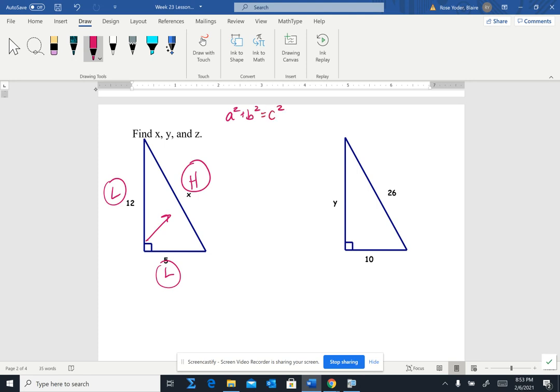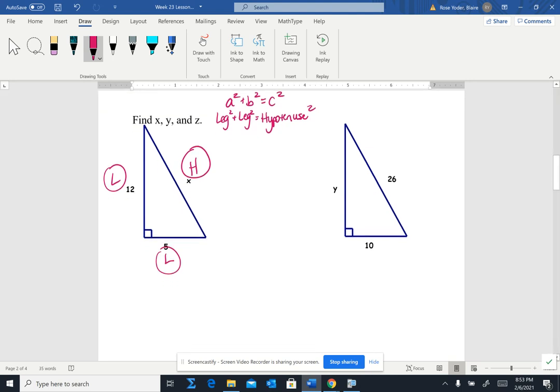The formula, you might have learned it like a squared plus b squared equals c squared. We prefer looking at it like leg squared plus leg squared equals hypotenuse squared. That way, just in case anything's ever labeled with an A, B, or C, that won't mix you up. So it's better to think of the formula in terms of the vocabulary instead of just random letters.